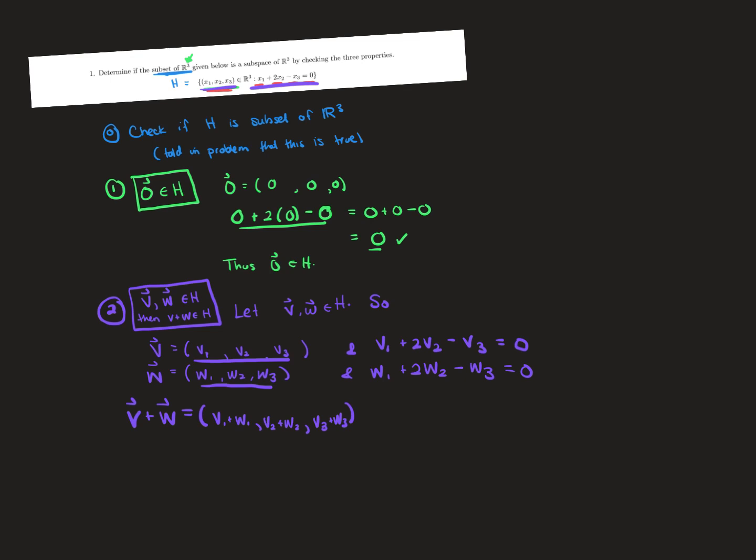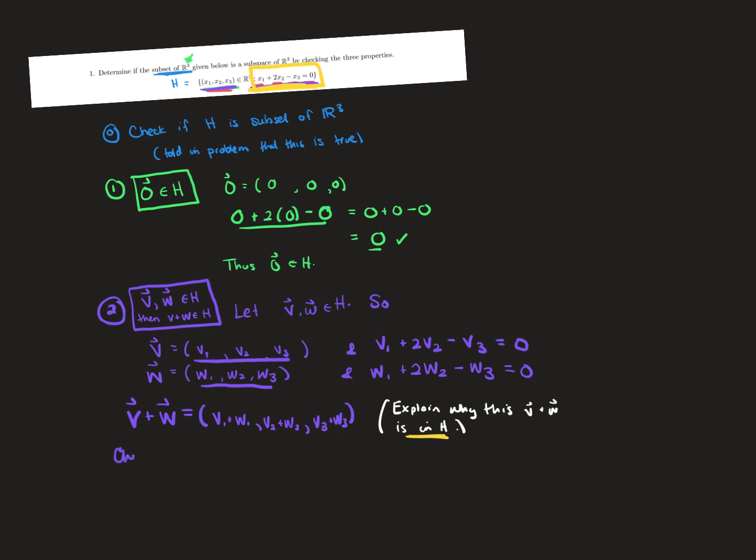And now I need to write in words what I'm going to do. I'm going to explain why this new vector that I've written down, this V plus W, is in H. If we go back to the beginning, to tell that something is in H, you have to show that it satisfies this rule: the first thing plus 2 times the second thing minus the third thing has to equal 0. I don't know that that equals 0 yet, so I need to check that it equals 0.